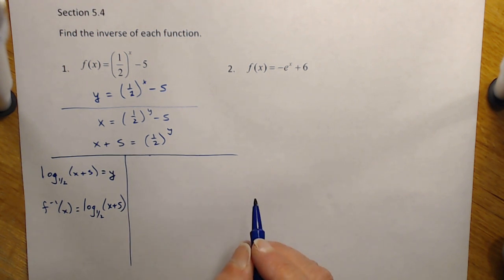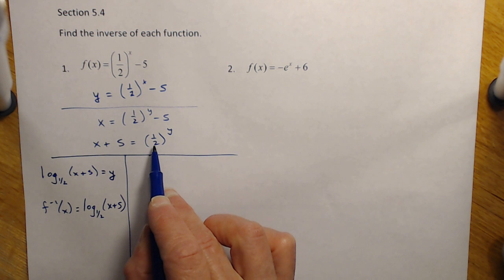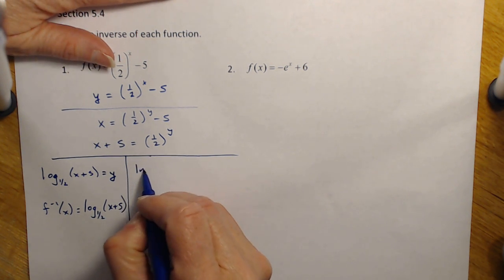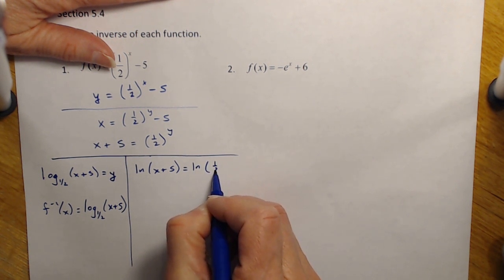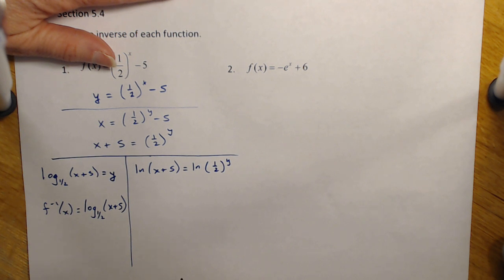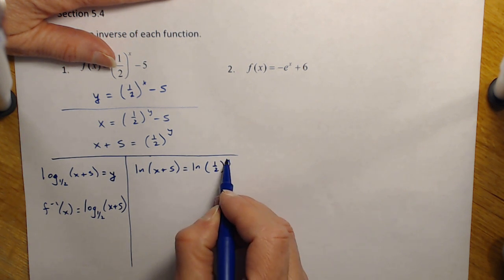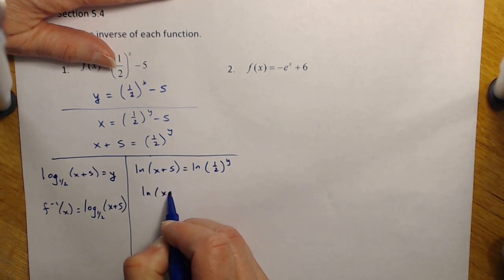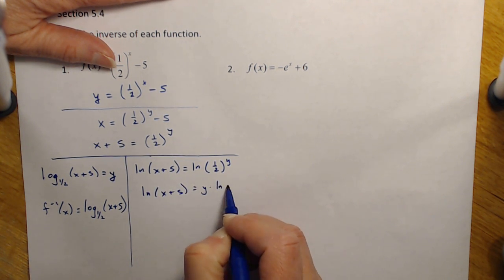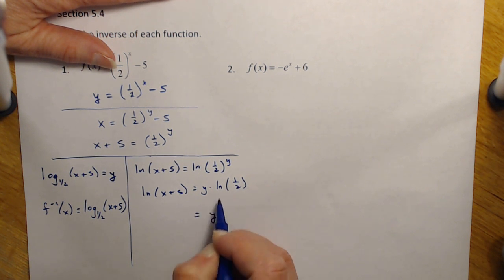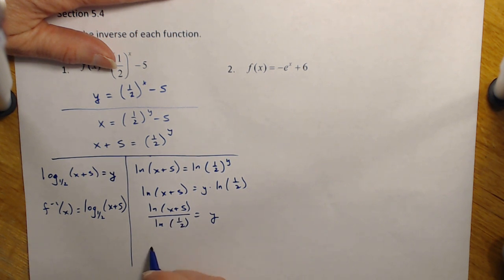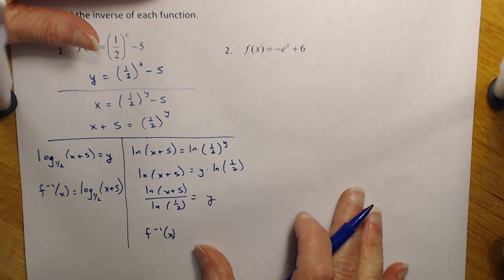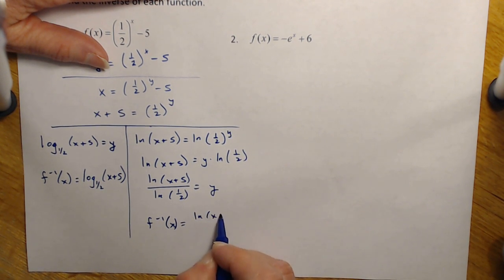So again, I can't convert right to ln because this is base 1/2. So what I could do is take ln on each side. I take ln of the left, ln of the right. How does that help? Because now with logarithms, the y can come down in front. So it's y times ln a half. Obviously, to get the y by itself, I just have to divide by the ln of 1/2. So another way to write f inverse of x would be ln of x plus 5 over ln a half.